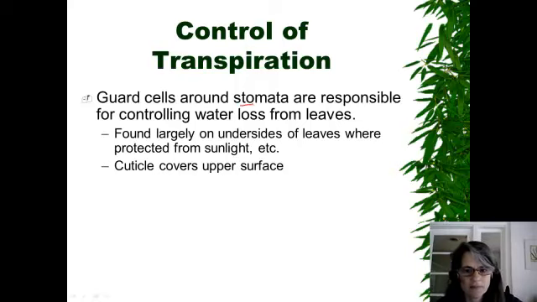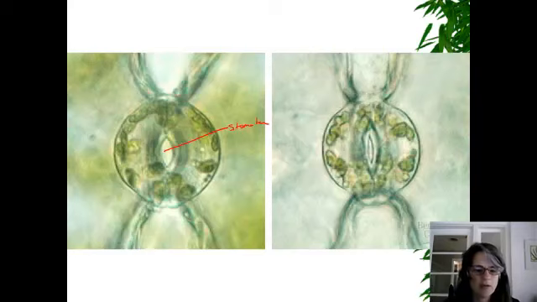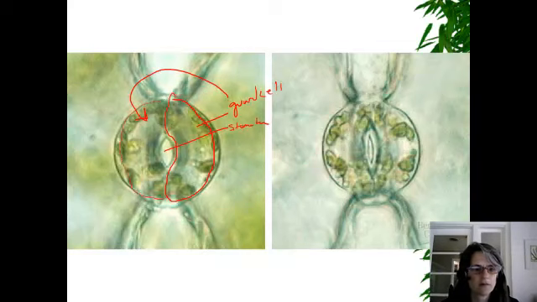These stomata, these holes in the leaf, are surrounded by guard cells. So let me see if I've got a good picture I can show you. Here you go. If we're looking at the bottom of a leaf, this is the stomata, the hole. This whole cell here is one guard cell, and this is another over here. This thing looks like a donut.